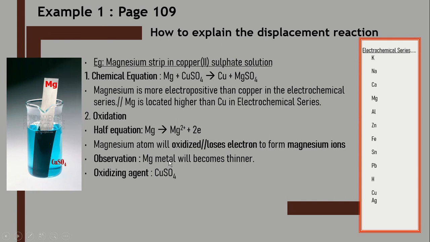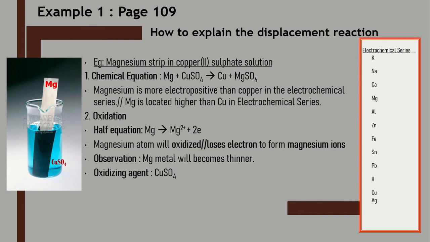Okay, whereas for observation, okay, so since daripada metal dia dissolve jadi ion, bermakna Mg metal ni nanti akan become thinner. At the end of the reaction, mungkin Mg ni akan dissolve completely, tak nampak dah, dia akan dissolve jadi Mg2 plus ion semua. Okay, so kat sini we can say copper sulfate will act as oxidizing agent. This one akan jadi agent pengoksidaan untuk Mg ni. Okay, so done for oxidation.